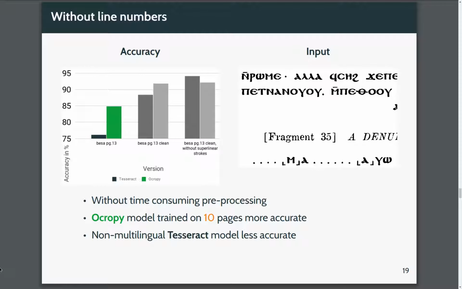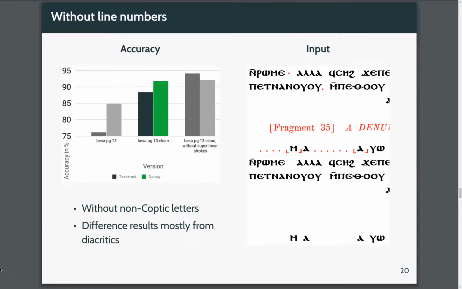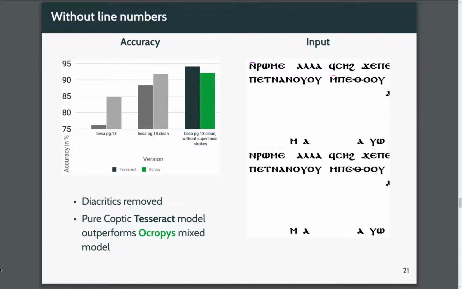We also wanted to find out what will happen if we reduce the noise by removing all non-Coptic letters from the images. And of course, our accuracy spiked to 90% for Occupy and for Tesseract. So the only difference between Occupy and Tesseract at this point is mostly due to diacritics. And in the end, if we remove the diacritics, the Tesseract models get better. But as already said, they only give us solely Coptic letter support.